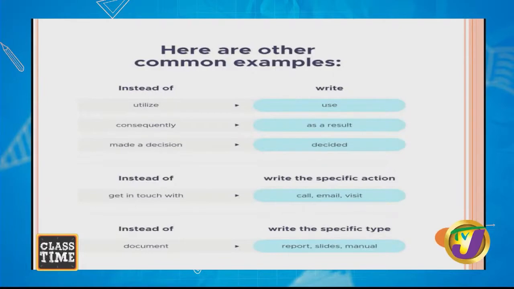And instead of using the word consequently, you would use as a result. Instead of using made a decision, you would write decided. Instead of get in touch with, you would write the specific action, right? Call, email, visit. Instead of document, write the specific type: report, slides, manual. All right? So use simple language, right? The simpler, the better.